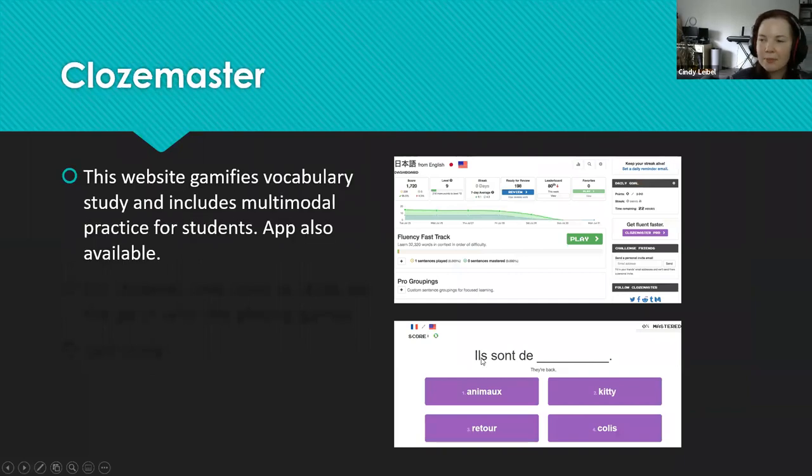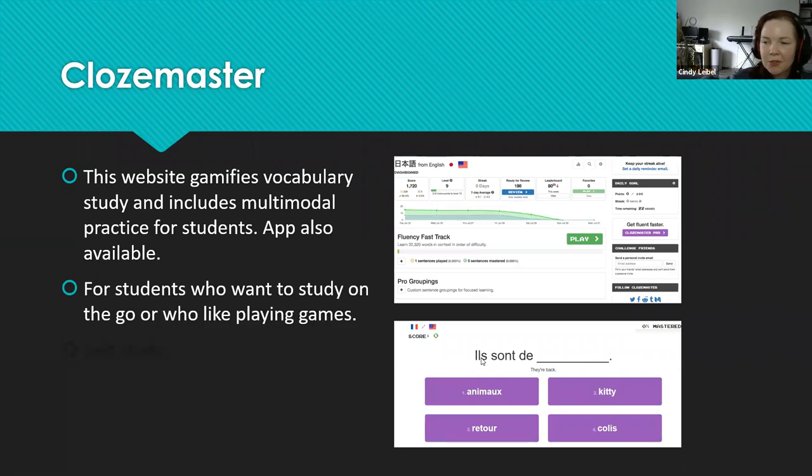ClozeMaster is a website that gamifies vocabulary study and also includes multimodal practice. It has both audio and writing practice, and it has an app. This is for students who want to study on the go and who like playing games. Very straightforward. You don't have to do anything. This one's completely self-study.